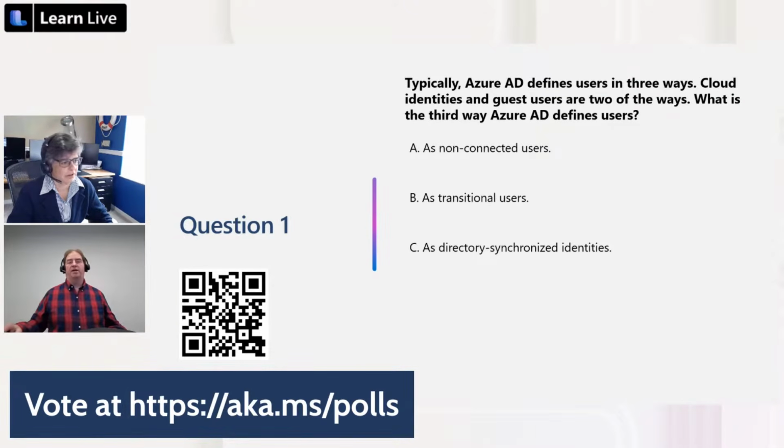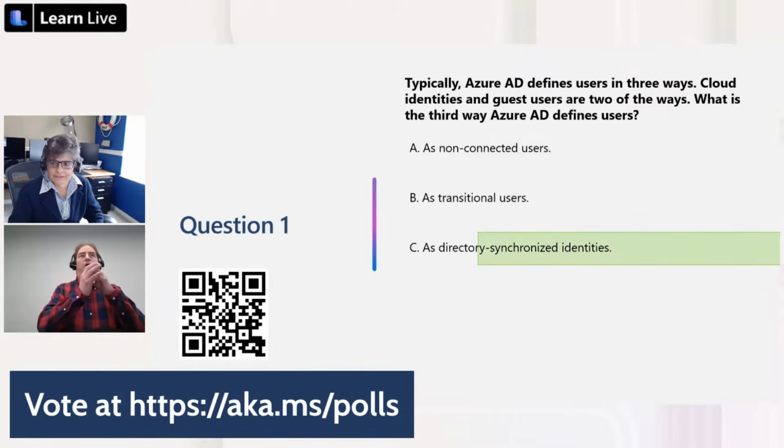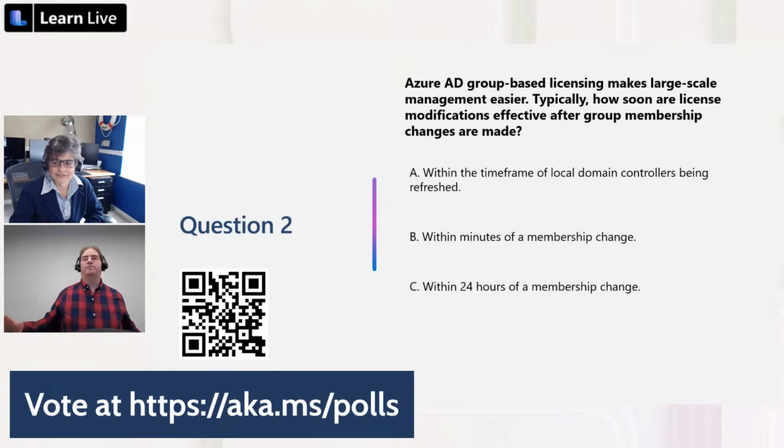So as you have probably already guessed, it is a directory synchronized identity, as Cecilia called out earlier. These are also called hybrid identities. It's where you've got an on-premise identity that has been set up, and you're able to synchronize it so you don't have to duplicate your identity across both services. You can just synchronize them across it.